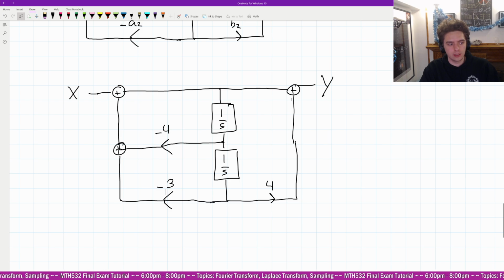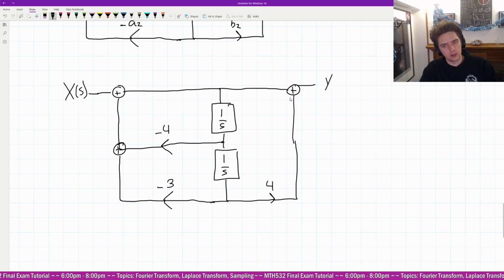The X and Y switched? No, I don't think the X and Y are switched for direct form 2. I think someone asked me this yesterday. I think that is still correct. But let me check.